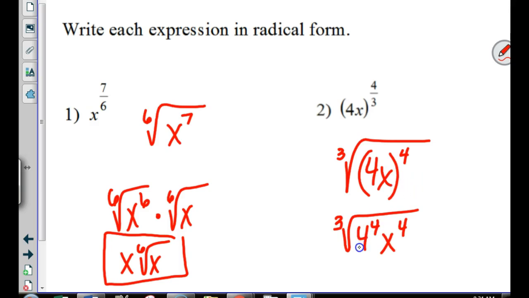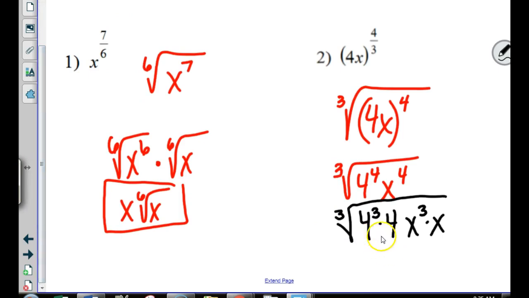Now, a 4 to the 4th, can we take some of these out if it's a cube root? Well, I'm not sure about the best way to explain this, but if it said 4 cubed with an extra 4 and an x cubed with an extra x, does everybody understand that that's equivalent? I didn't change anything. I just pulled one of the x's separate and one of the 4's separate.